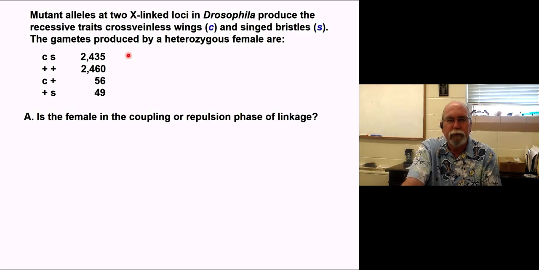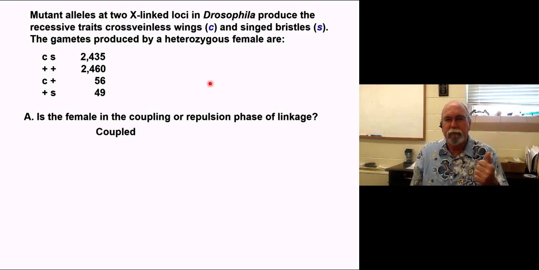That's the ones that are parental-like. The least likely thing you expect to happen is crossover. So the most common thing you expect to see is not crossover, right? It's parental-like. So always pick the biggest pair to be the parental-like, and they've conveniently put them together for you here. And you can see that the recessives are together and the dominants are together, right? So this must be coupled.